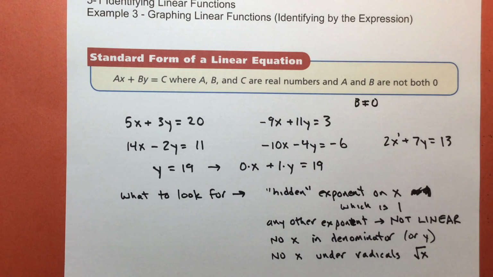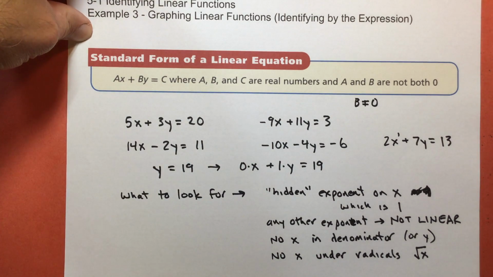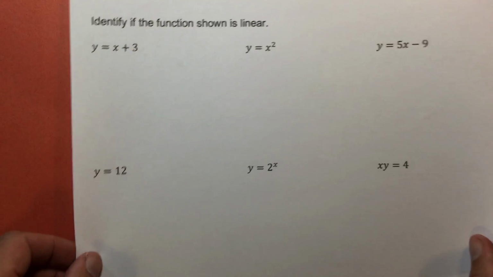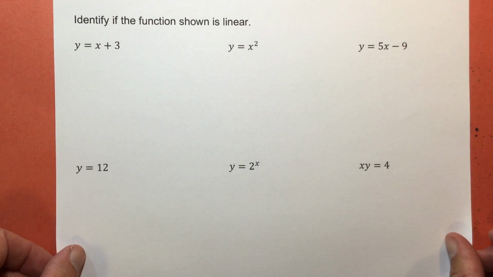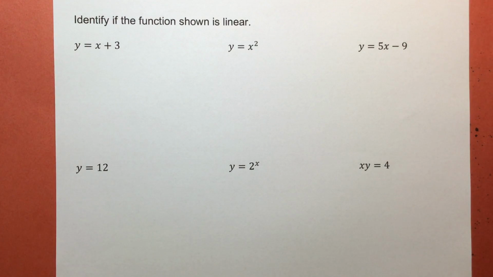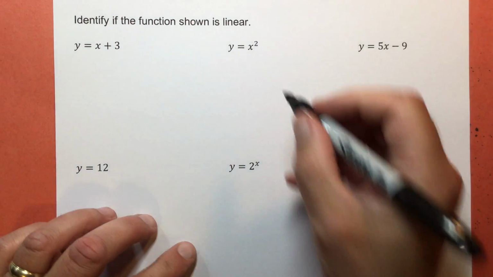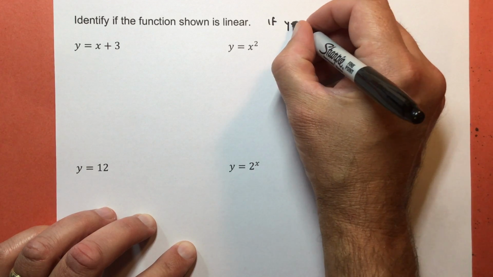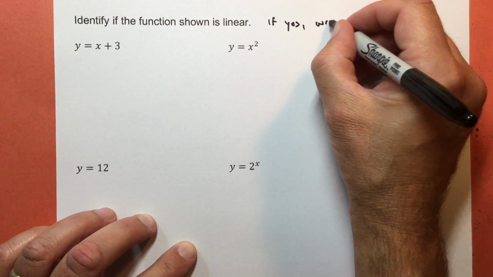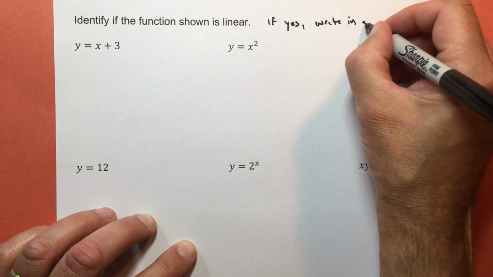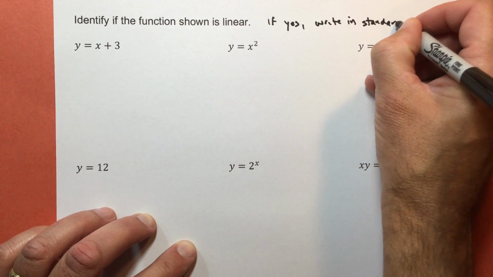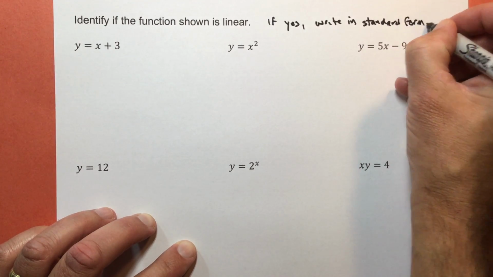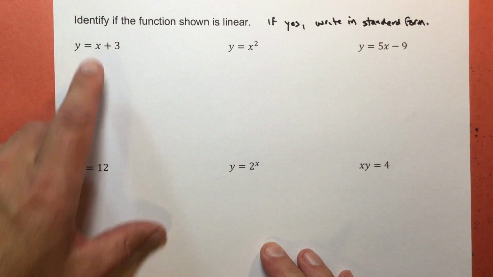So let's look at some examples, and we're going to see if we have a linear function or not. And I didn't write this in my directions. I'm sorry, I should have said that. We're going to put it in standard form. So if yes, then we're going to write it in standard form. Okay, first one.